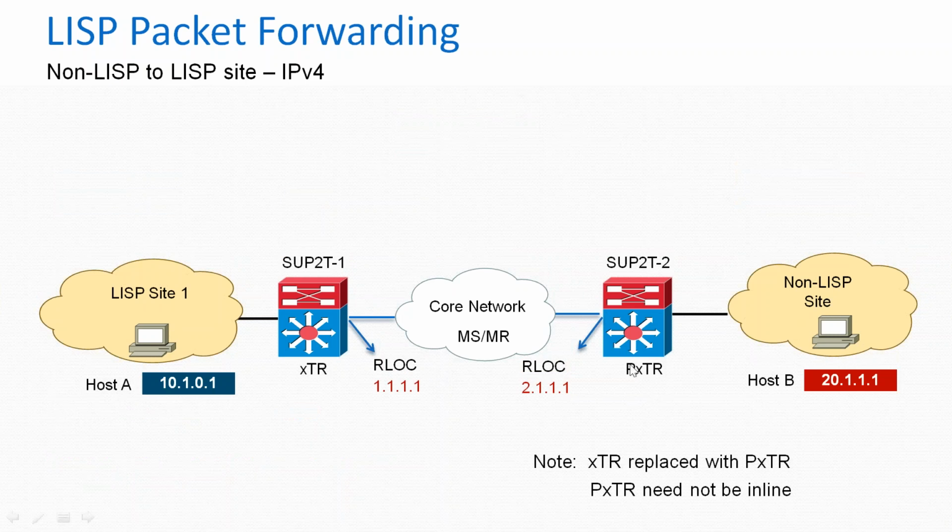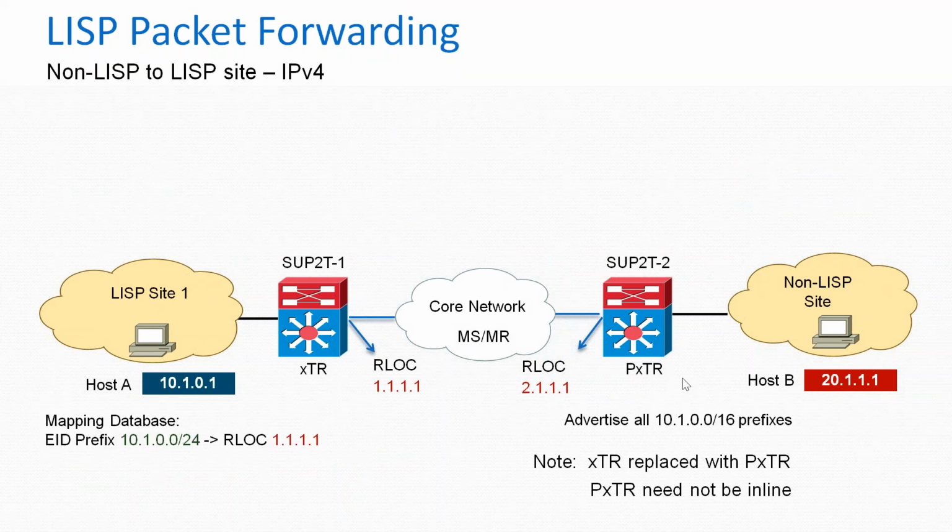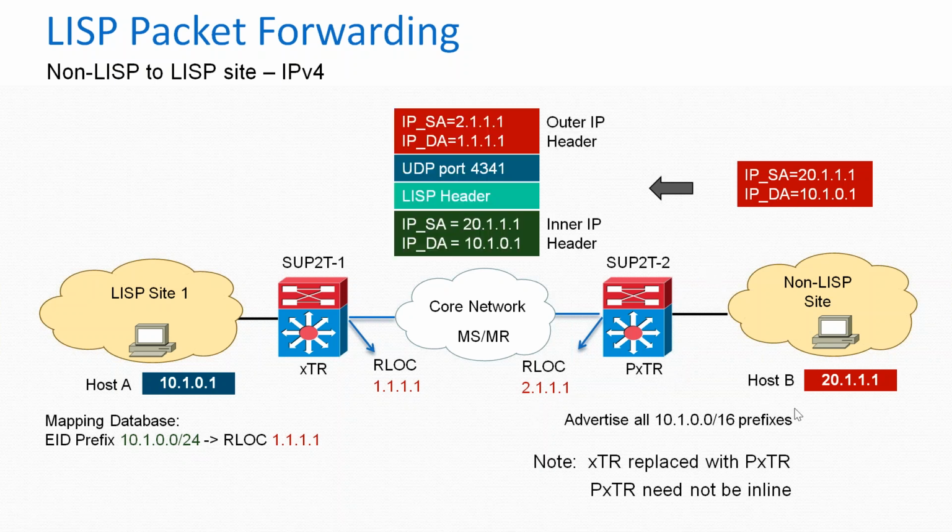Now suppose you are coming from a non-LISP site to a LISP site. At that time, how does the packet flow? Here you can see the mapping database for this. Now the XTR is replaced with PxTR. This is my proxy. The PxTR needs to be inline. Now we have the LISP outer headers, because now I am moving towards the LISP infrastructure, and then it will go like this.